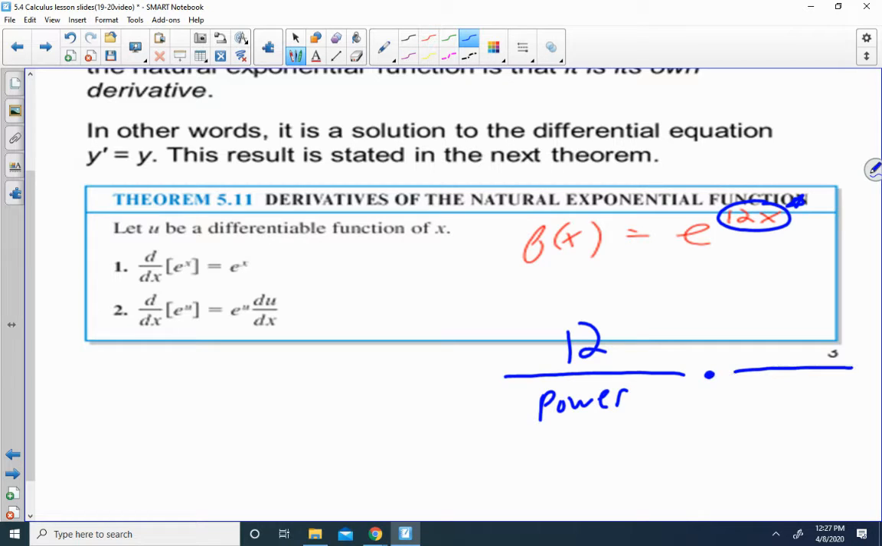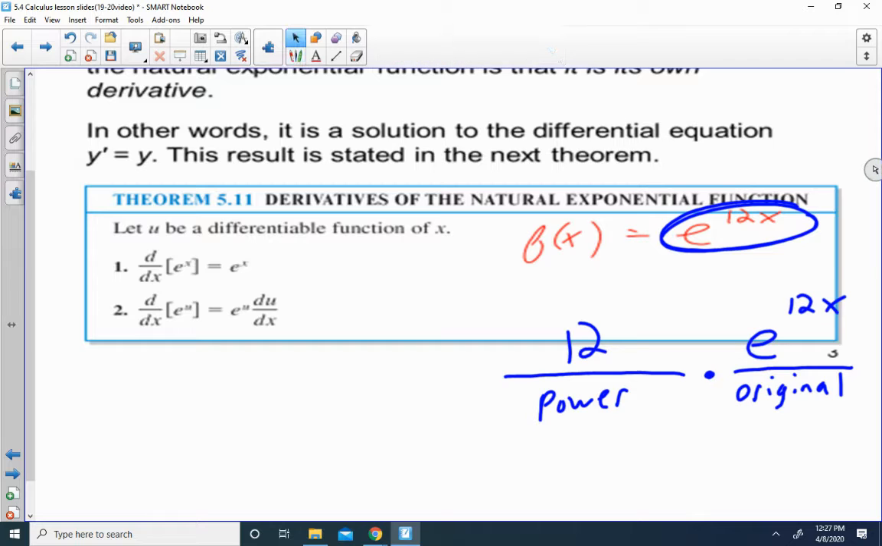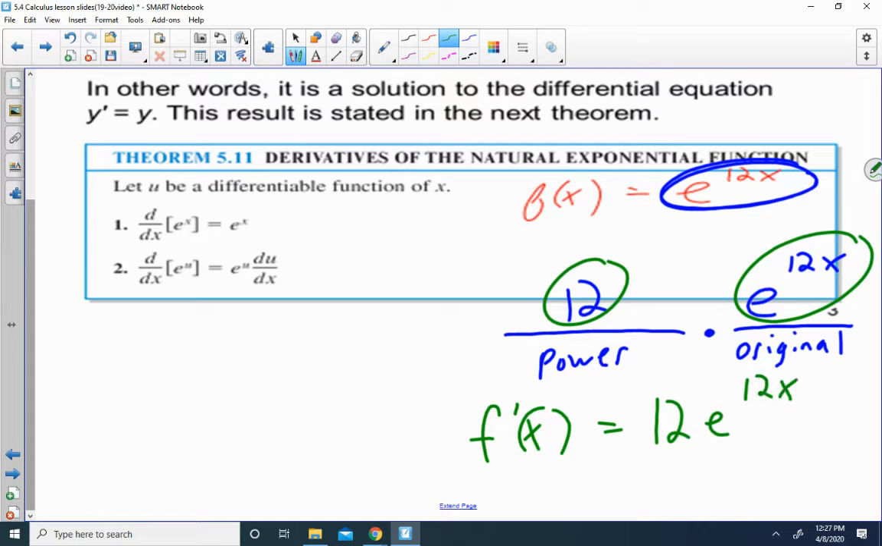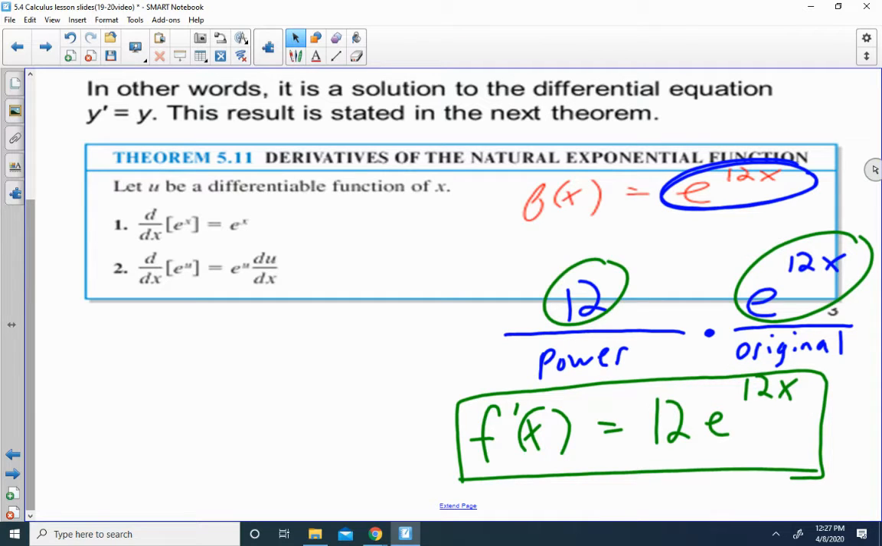Then you're going to take that and multiply it by what the original function looks like. Or in other words, you'll multiply it by the whole function, the e to the 12x. And once you do that, then you basically have your derivative. Your derivative is going to be 12 times the original e to the 12x. So 12e to the 12x. That's it. You literally take the power, derive it, and then whatever that is, multiply it by what the function was before. And that's how you derive an e.